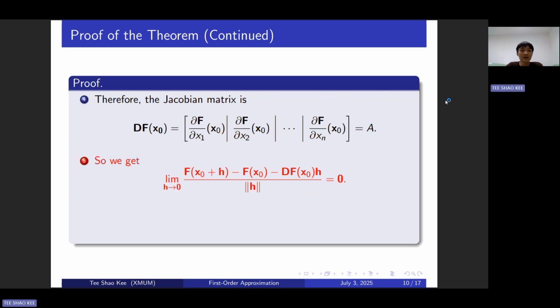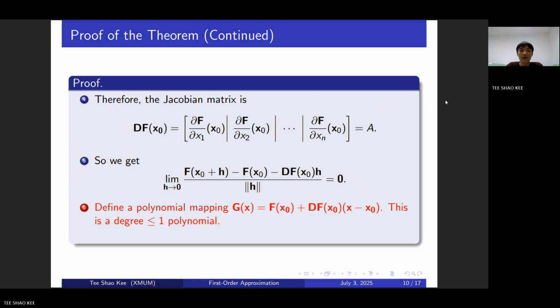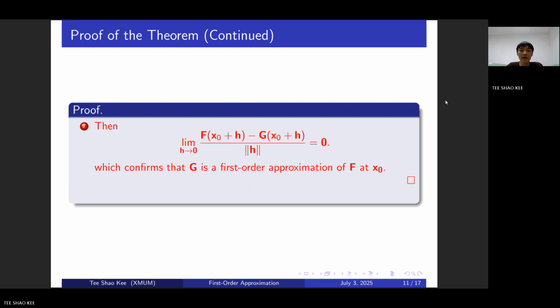So we get this limit equals 0. Then we construct the function g(x) equals f(x0) plus the Jacobian matrix times (x minus x0), which is a polynomial of degree at most 1. Hence, we have this limit, which confirms that g is a first order approximation of f at x0.